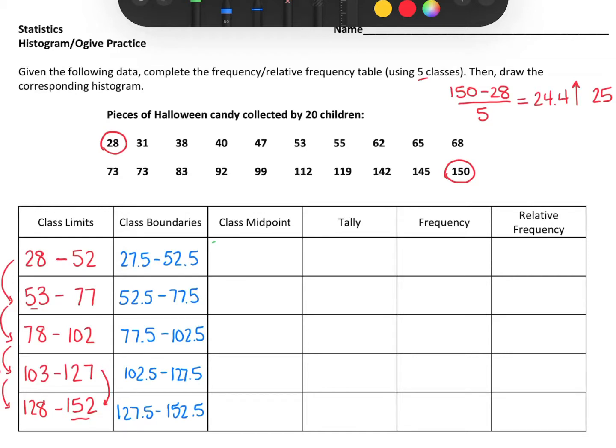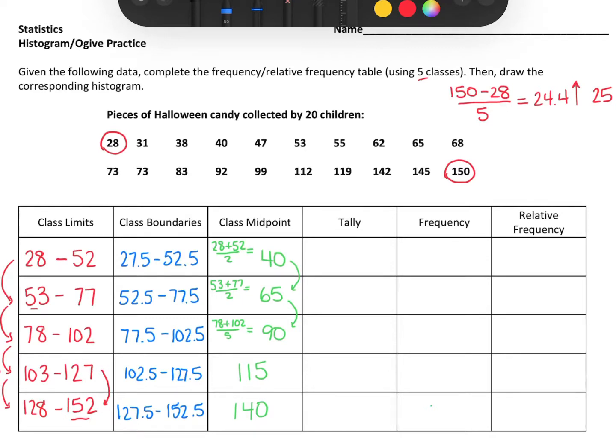To find the class midpoint, remember, we will just take the average of the lower and the upper bound. And if you're doing it right, you should be able to just add that class width each time. Why do we find class midpoint? Because some histograms prefer to label that x-axis with the midpoints so that you have a value that's right in the middle of each bar.